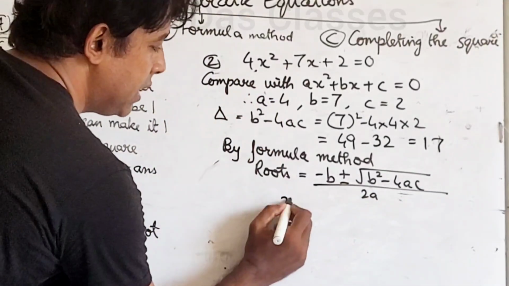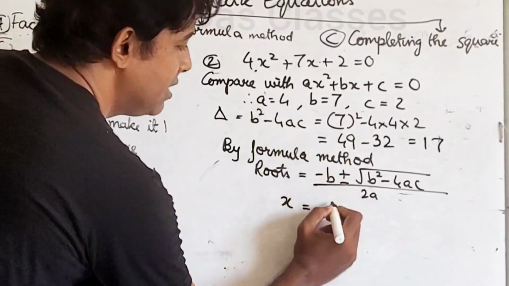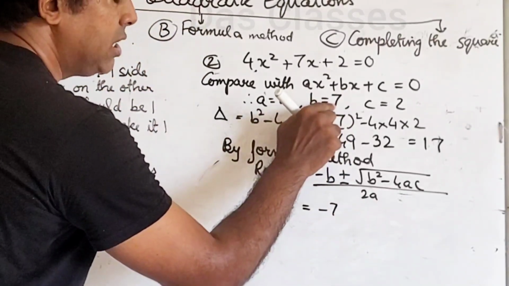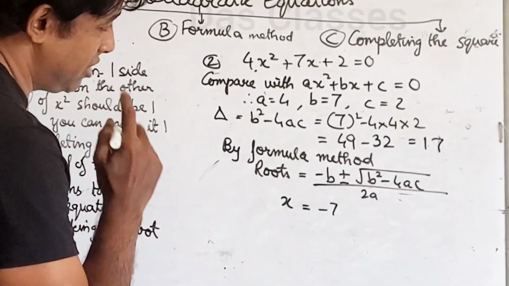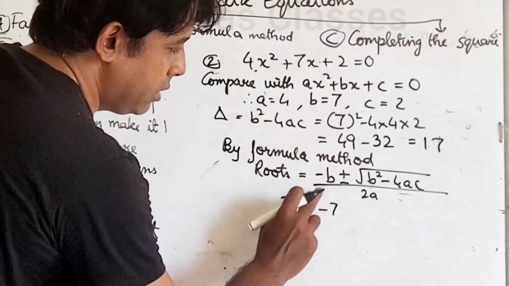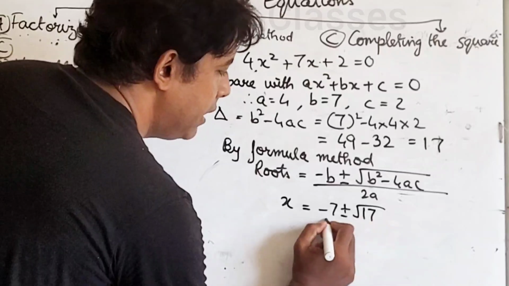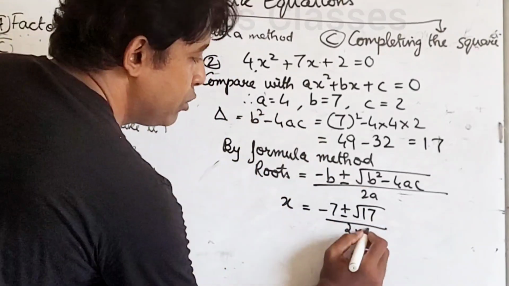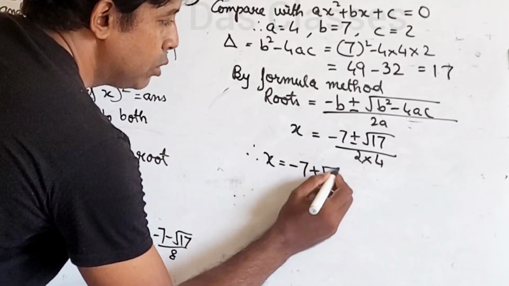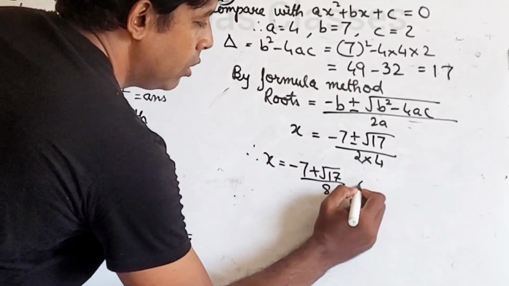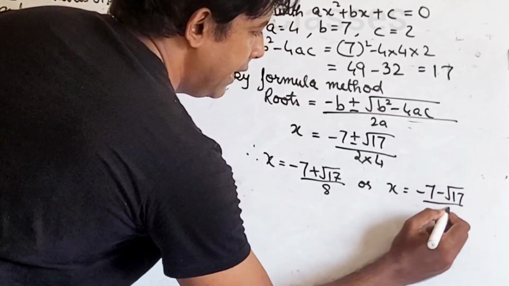Roots, the variable we are using is x, so we'll write x over here, minus, there's a minus sign, b is 7. See, if in case it was a minus 7, we would have written a minus of minus 7, so minus minus would be a plus 7. But as this is a positive one, so minus and the positive number 7 plus minus root of b square minus 4ac, which is root 17 upon 2 into a's value is 4. Therefore, the two answers we have got are x is equal to minus 7 plus root 17 upon 8, or x is equal to minus 7 minus root 17 upon 8.